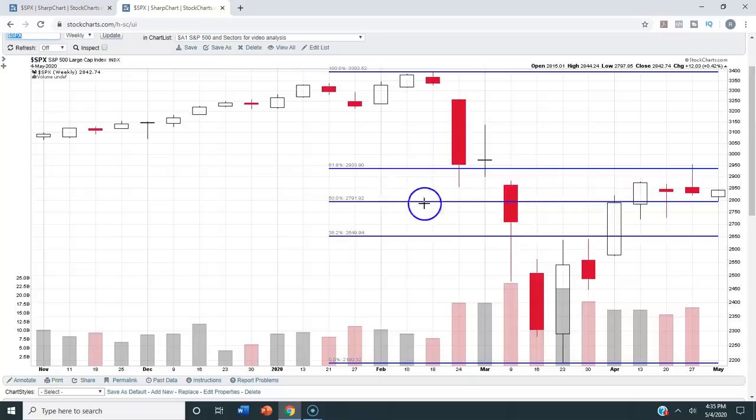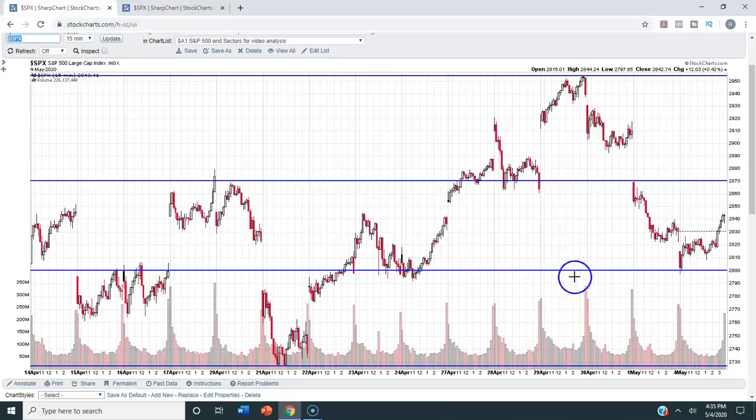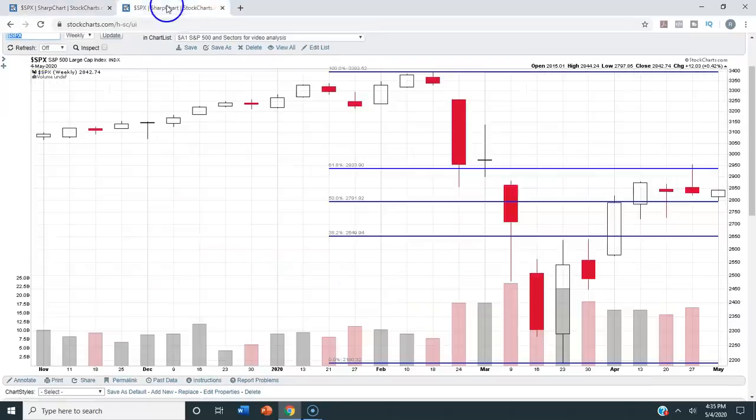2800 and just slightly below that, where this 50% retracement level lies at 2791.92, in that area right there. This will definitely be an area we will want to keep our eye on. Again, that's where this 2800 comes in. Okay, 2800 and slightly below is where this 50% retracement lies.